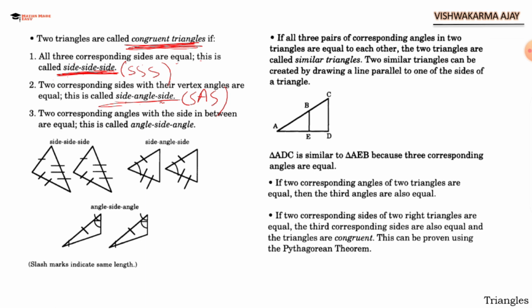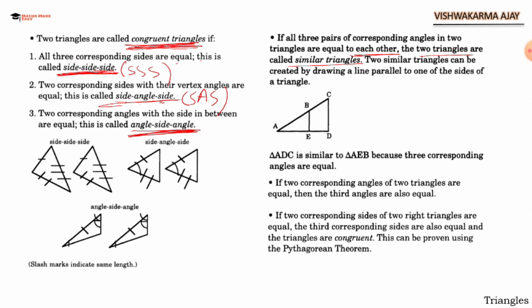There is a third evidence, angle, angle, angle. If all the angles are the same, then the triangles can be said to be similar based on the evidence of angle, angle, angle. That is the AAA test. If all three pairs of corresponding angles in two triangles are equal to each other, the two triangles are similar triangles. Like we said in the previous slides, if angles are the same but the sides are in ratio, in that case it is said to be a similar triangle.